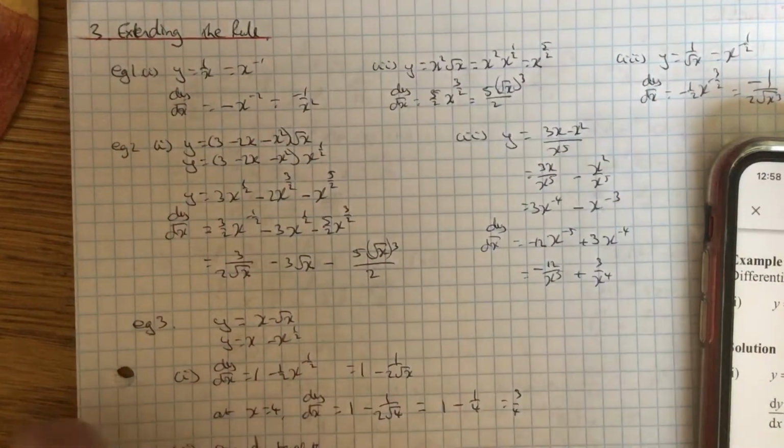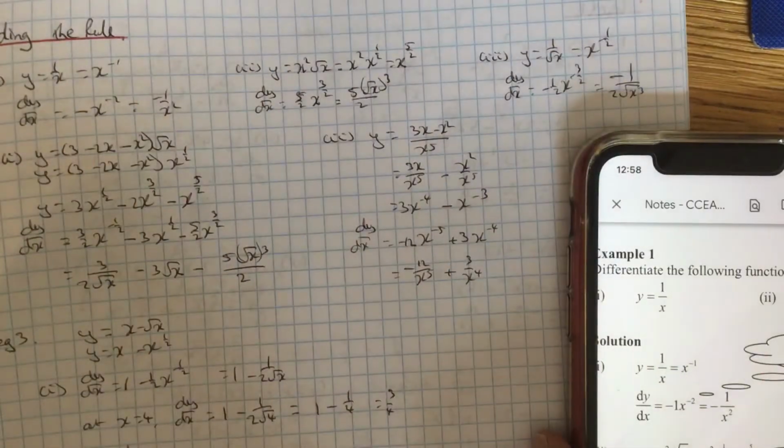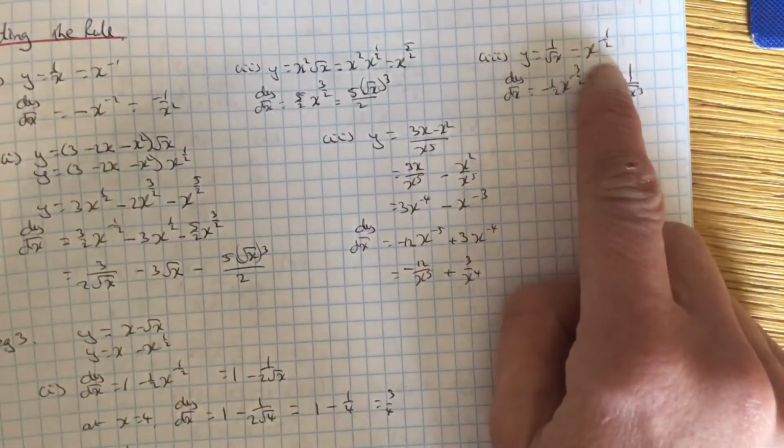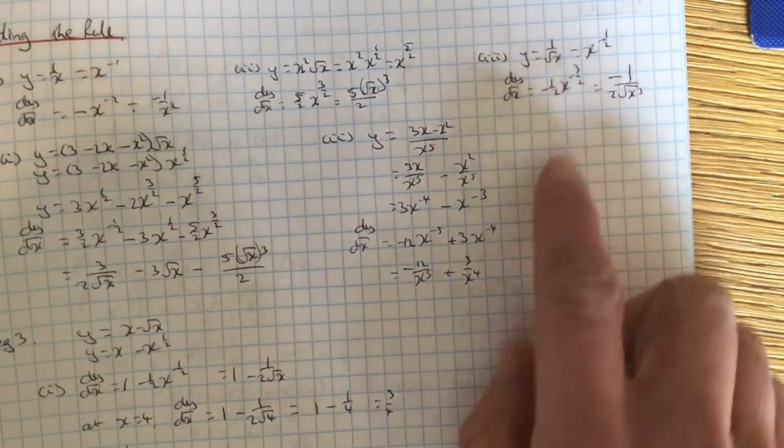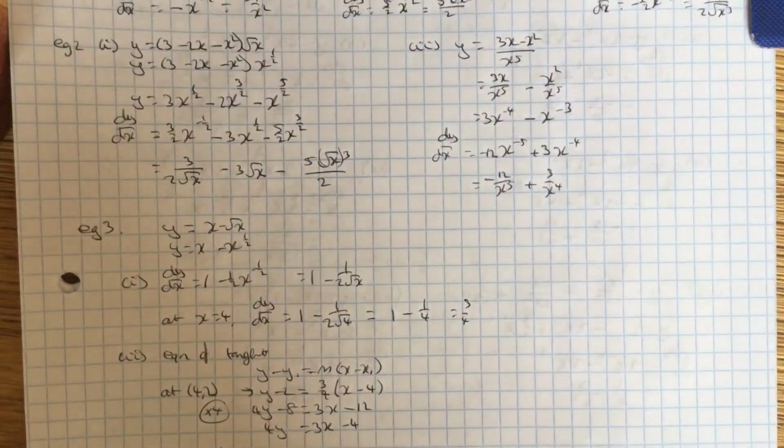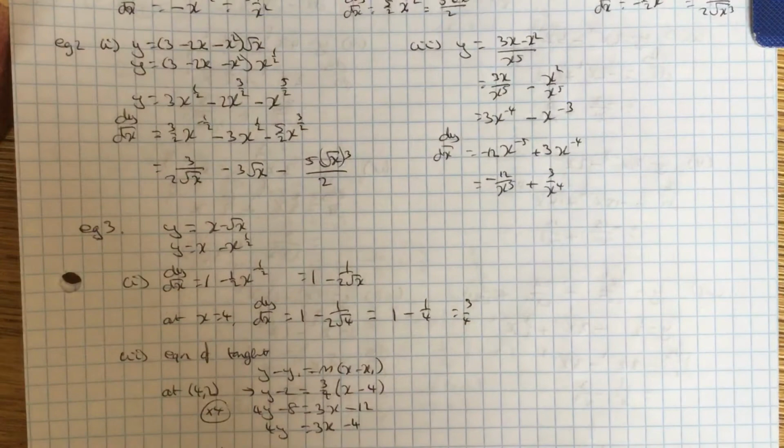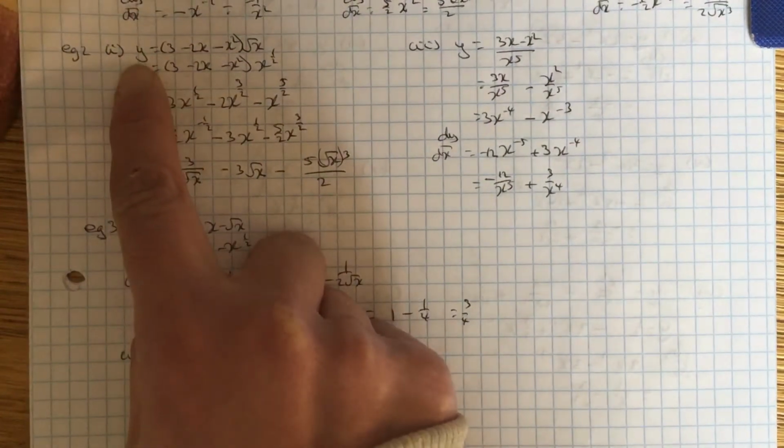This one here is y equals 1 over root x. So it's 1 over x to the half, which is the same as x to the minus half, and then you can differentiate it. Number 2, on the SQA notes, I've written out, is differentiate this.